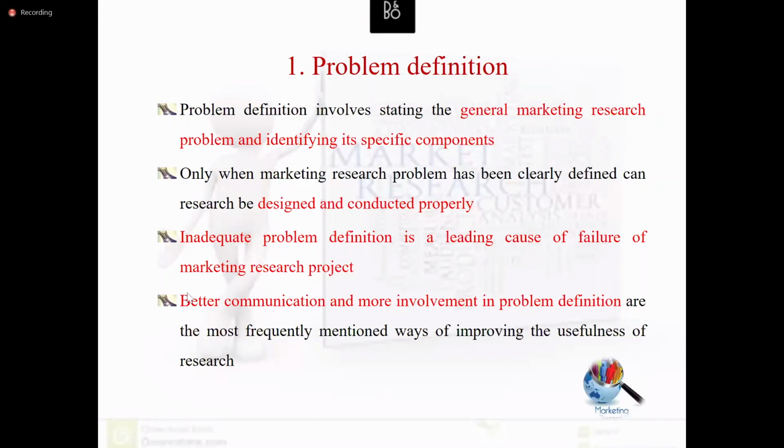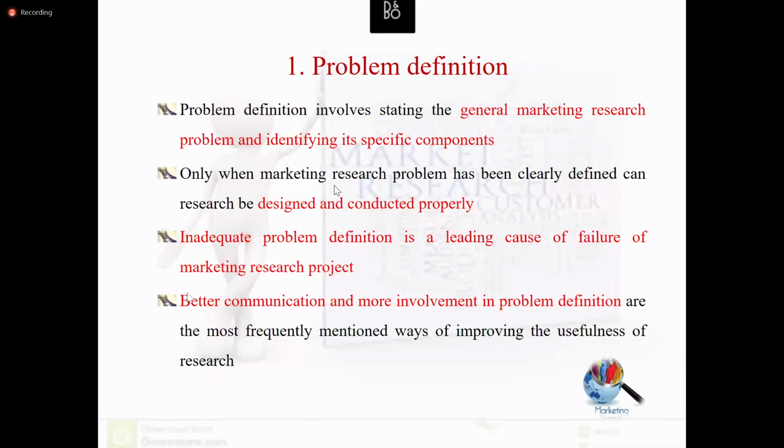How the analysis is to be done, the subsequent steps involved depend on the problem definition, right? So at this juncture, we can say this is a very essential one. It is also said that inadequate problem definition will lead to the failure of a marketing research project, right?